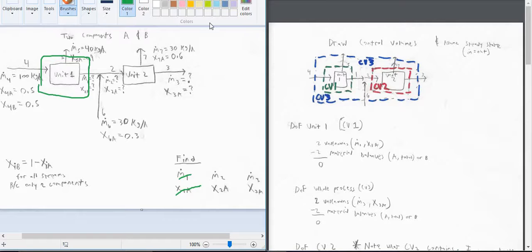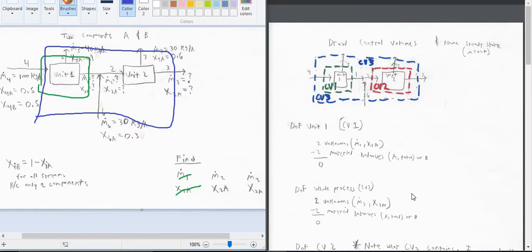Then if we look at the whole process, which is in blue, we can see what enters and exits the whole process. It looks like stream 4 enters and stream 6 enters, stream 7 exits, and stream 3 exits. Out of these, again, there's only 2 unknowns. And that's good because we only have 2 material balances. So we have 0 degrees of freedom. We'll be able to solve for M3 and X3A. So we cross those out right away. The last thing we need to do is solve for M2 and X2A.